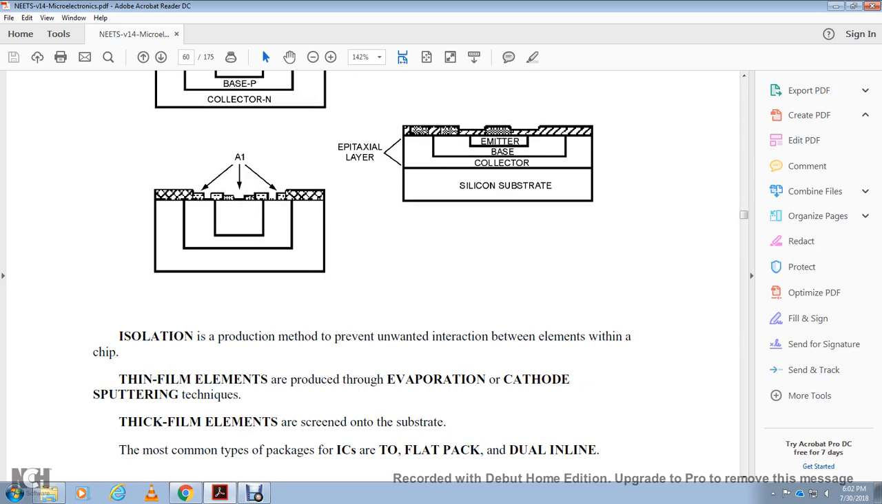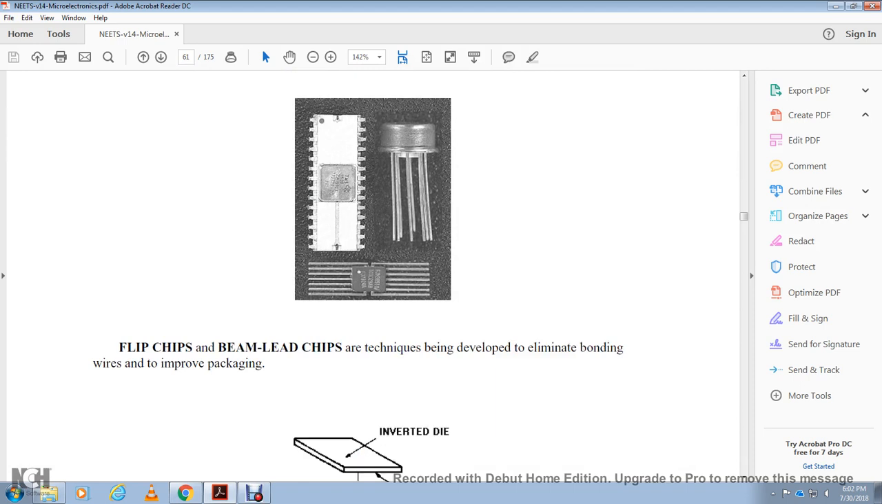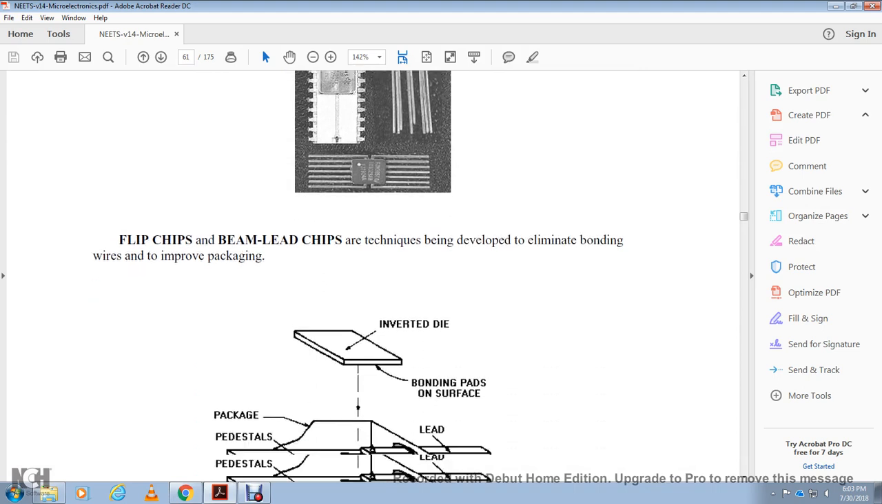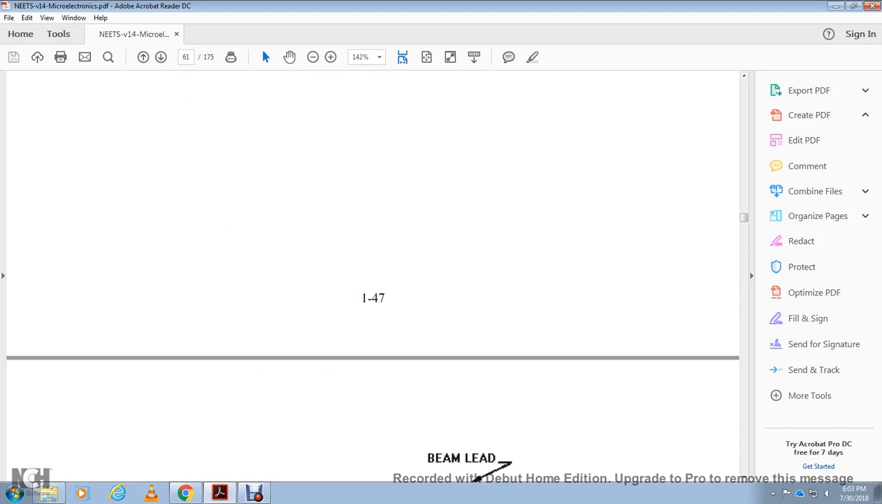Thin film elements are produced with evaporation or cathode sputtering techniques. Thick film elements are screened onto the substrate. The most common types of integrated circuit packages are the transistor outline, flat pack, and dual inline. Flip chips and beam lead chips are techniques that have been developed to eliminate bonding wires and improve packaging. Inverted die bonding pads on the surface of the package, pedestals, aluminum oxide substrate, leads, and deposited conductors.